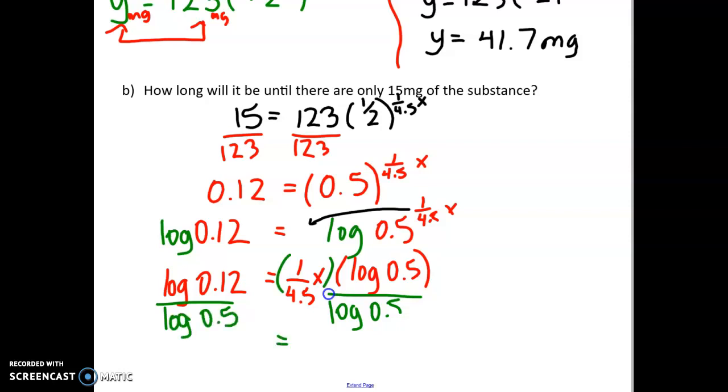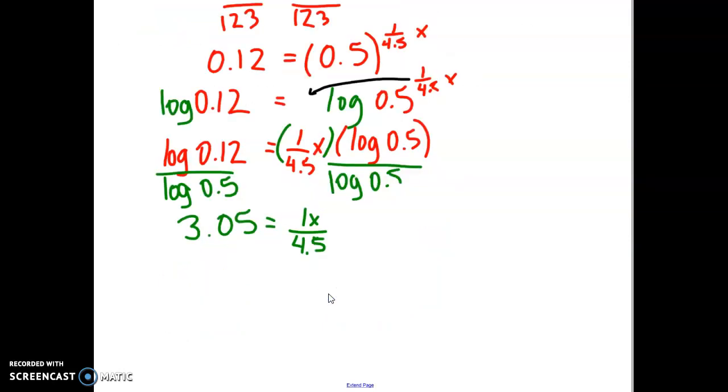So on the one side, when we take log of 0.12 divided by log of 0.5, we get 3.05. And then all we have to do is multiply out that 4.5 to get an answer of approximately 13.8 days. We're talking here, x is in days.